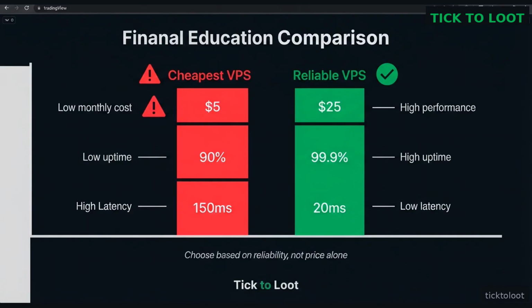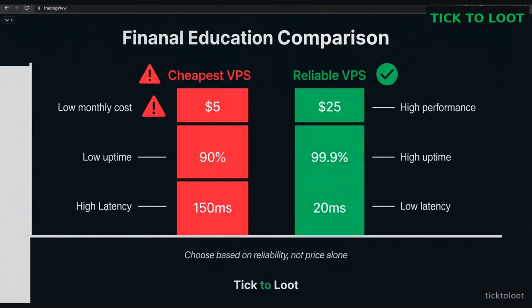Finally, let's address a common beginner mistake: picking the cheapest VPS just to save a few dollars. It's tempting to think, I can get a server for $5 a month. Why not? But this decision often backfires. Imagine you're buying a pair of shoes. The cheapest pair might look fine at first, but the soles wear out quickly, and you end up buying new shoes more often, costing you more in the long run. The same principle applies to VPS hosting.